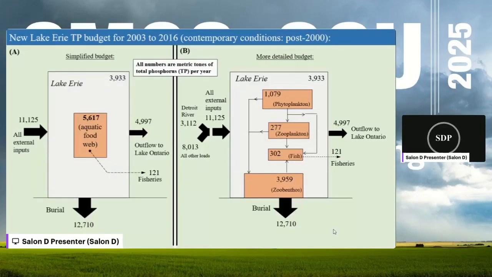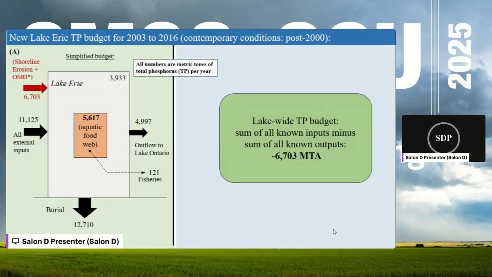So this is the new updated budget. You can see on the right side that it is simplified. This is the more detailed budget. Again, if you sum up all and add, for example, shoreline erosion, you can see the red values. So it closes the budget.